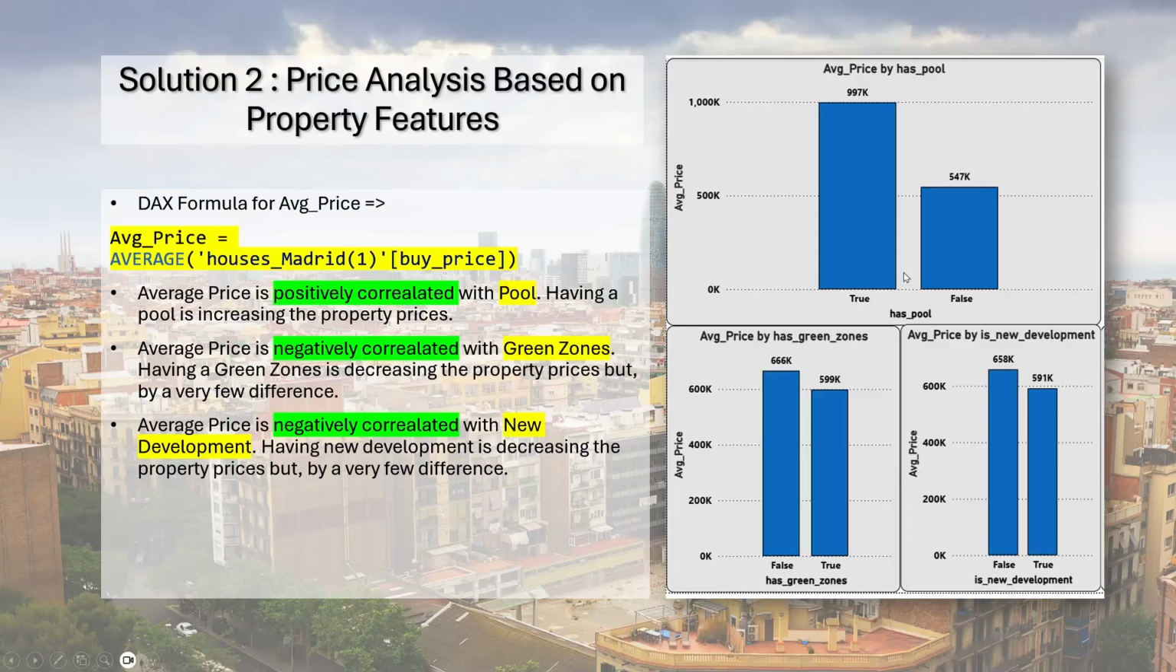Here you can see this. Having a pool increases the price by 50%, and having a green zone decreases the price by 2 to 5%. And the same is the story with new development.